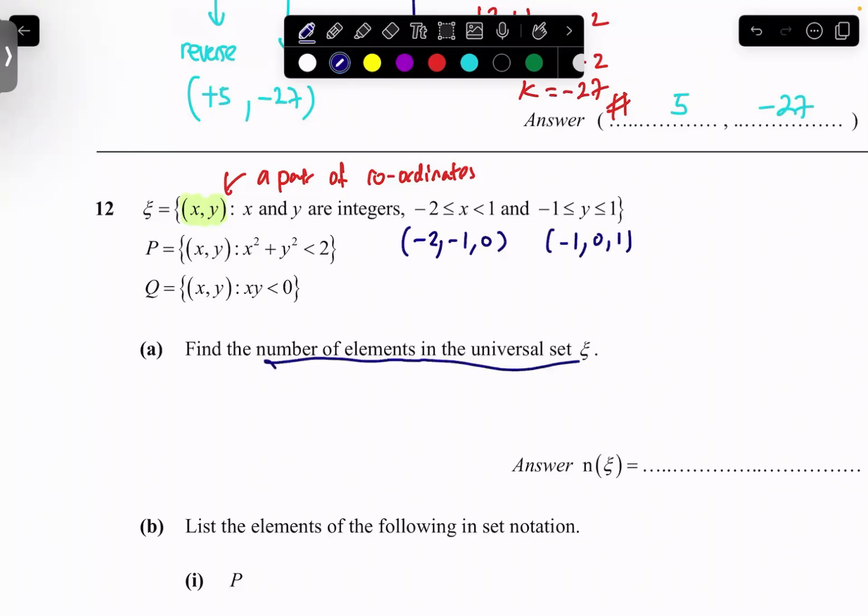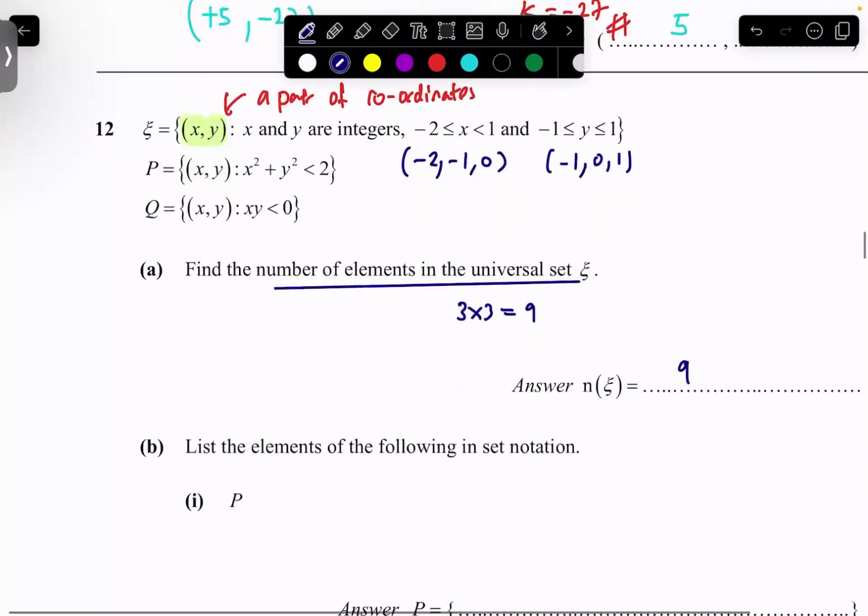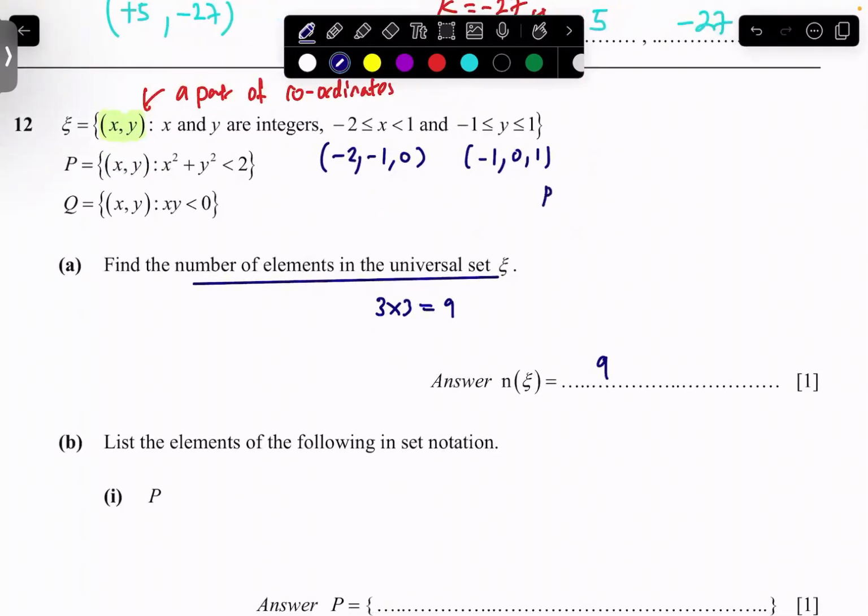So the number of elements in the universal set would then equal 3 times 3, which is 9. So 3 in the x, 3 in the y. Each of them has 3 combinations. So that's why there's a total of 9 combinations. To put it into perspective, the elements could be something like negative 2, negative 1; negative 2, 0; negative 2, 1. So that's 3 combinations already.